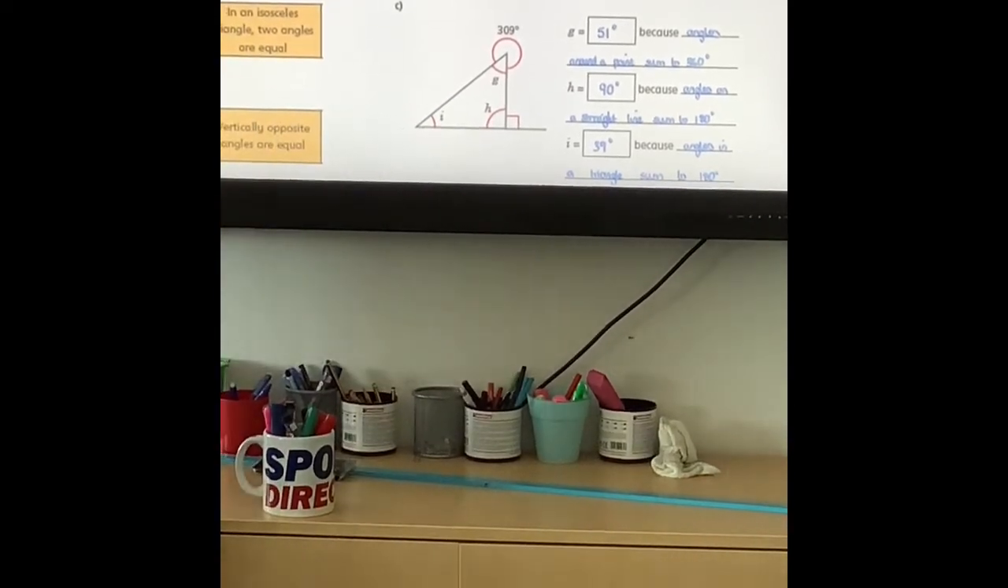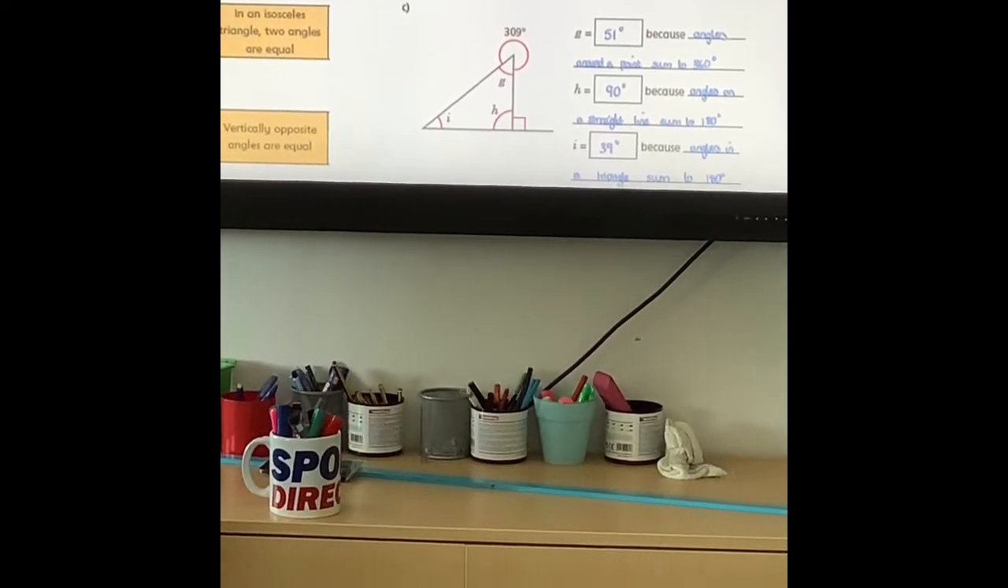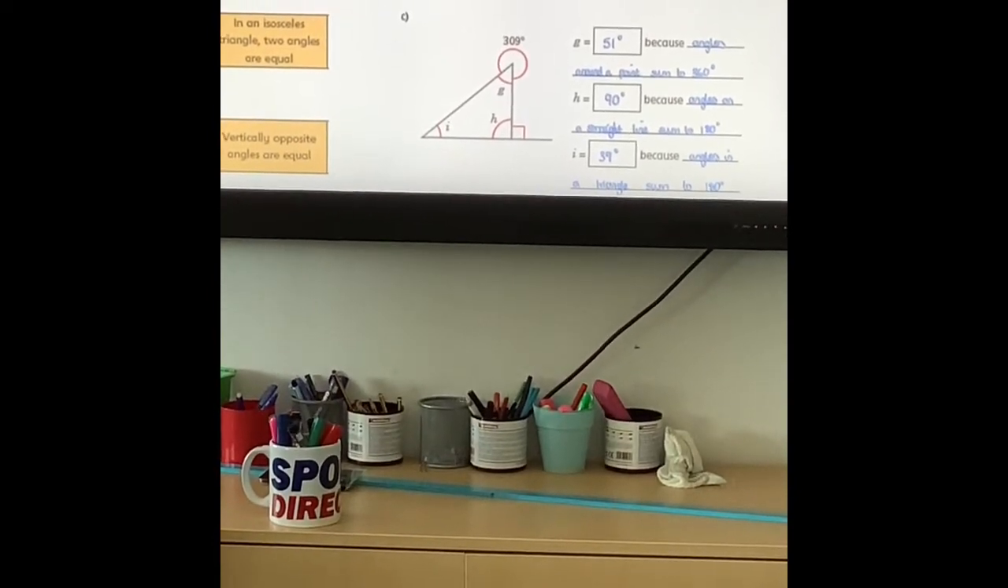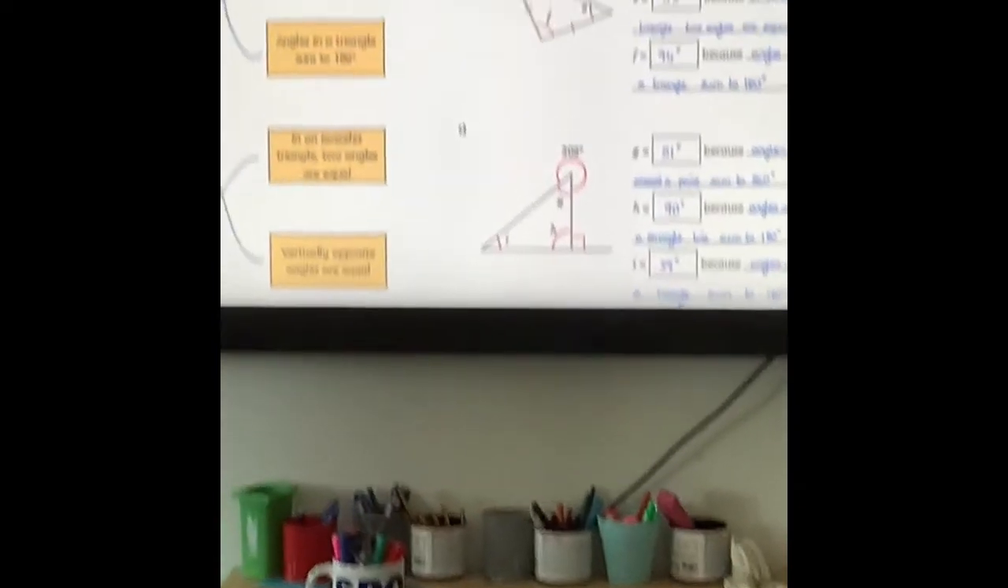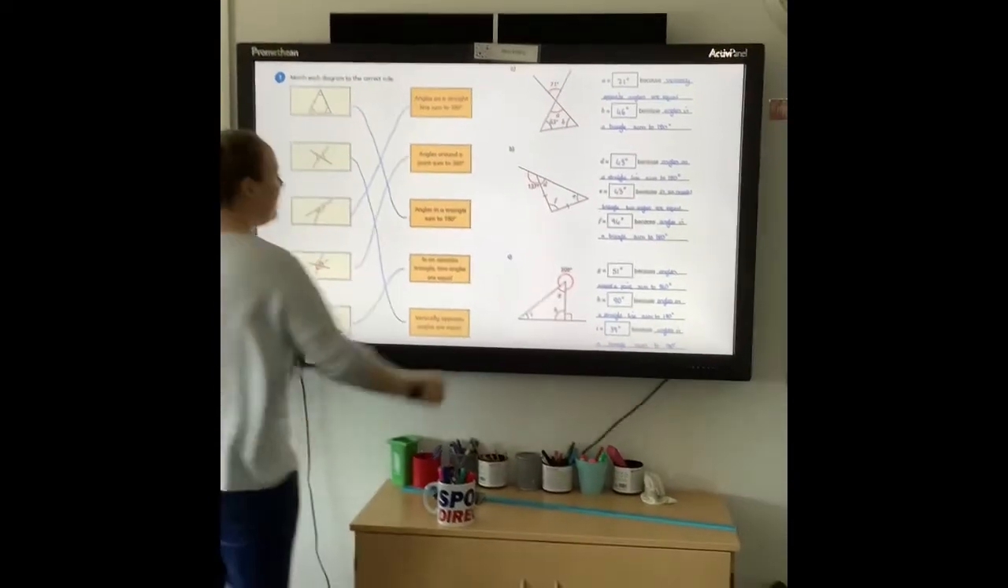Now, we've worked out 51 for G and 90 for H. Well now, it's simple. Add them together and take them away from 180 to get 39, because all the angles in a triangle add up to 180. I feel like I've said that so many times now. Please remember.